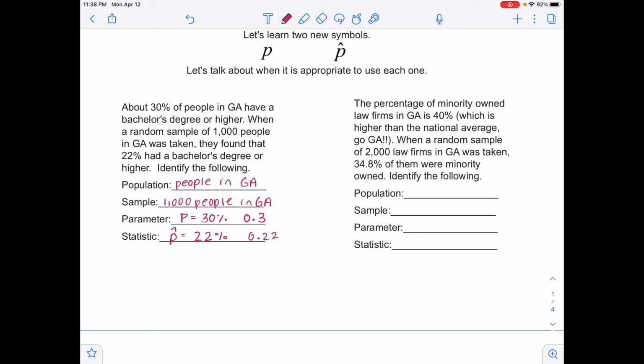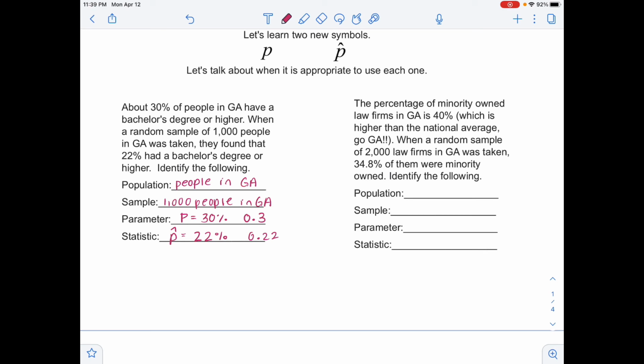In the next example, it says the percentage of minority-owned law firms in Georgia is 40%, which is higher than the national average. Go Georgia. These are some real statistics, guys. When a random sample of 2,000 law firms in Georgia was taken, 34.8% of them were minority-owned. Identify the following. Take your time here and think about it.